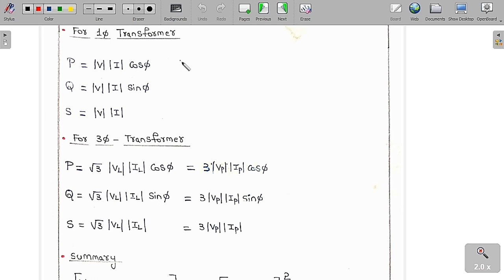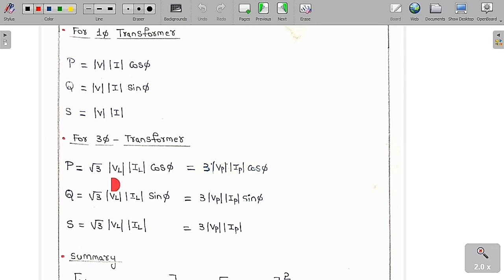Now we will discuss the single phase transformer. P is equal to V into I cos phi, Q is equal to V into I sin phi, and S is equal to V into I. All these are the magnitude values.